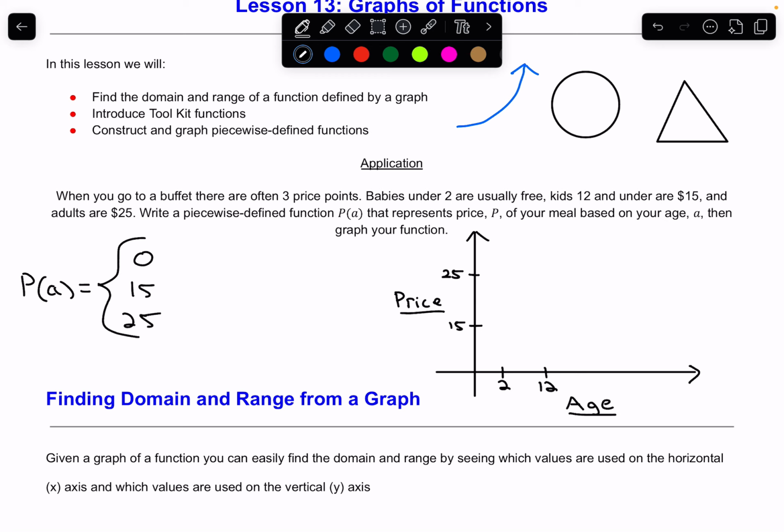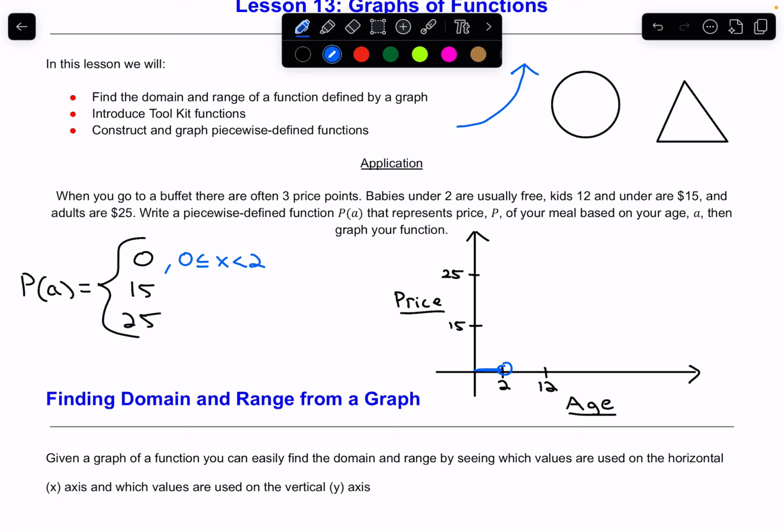And our a values where these are defined, it says it's free for babies under 2. So under 2 means from 0 to 2, where once you turn 2, you are no longer under 2. So I do not put an or equal to part on the 2, because once you turn 2, you are no longer under 2. If I want to graph that line, I would draw a horizontal line at y equals 0 and an open dot at 2. So everyone see down here, horizontal line at y equals 0, open dot at 2.